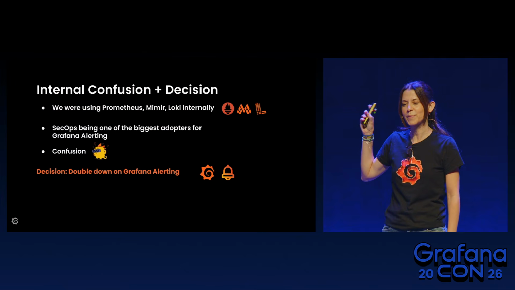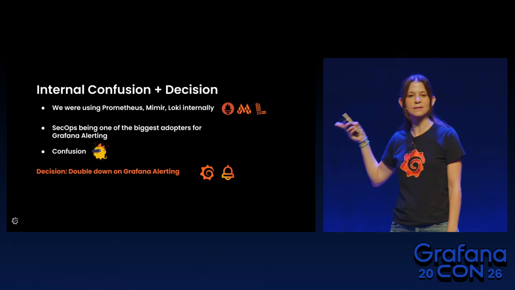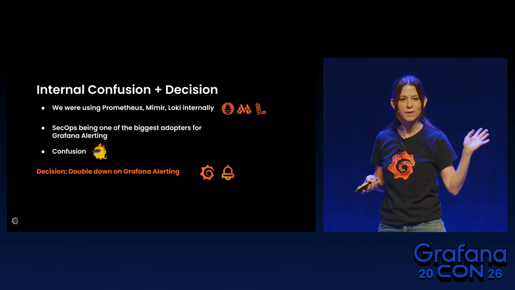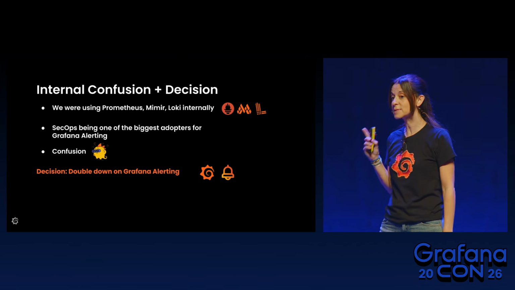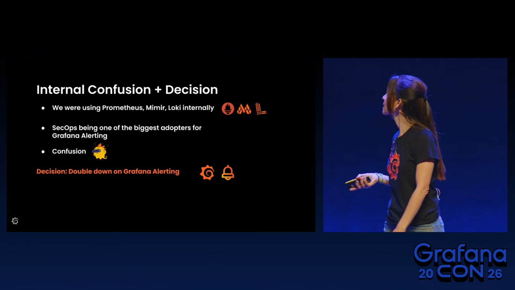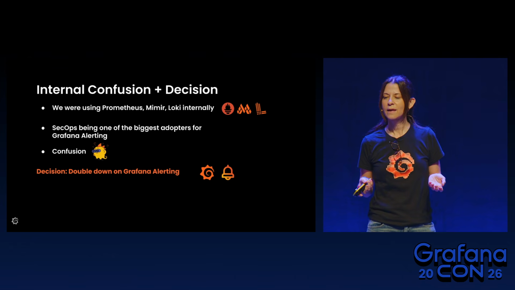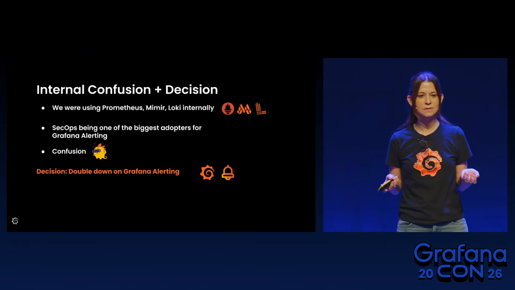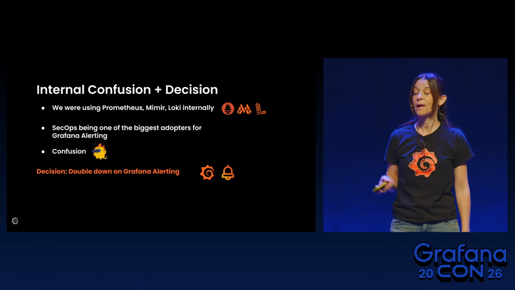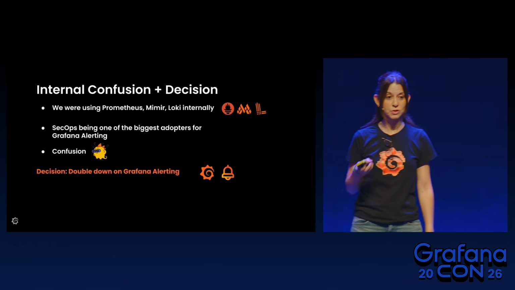And this is what was happening internally in Grafana. We were using Prometheus, Mimir, Loki, each with their own alerting system, a bit of everything. But at the same time, teams like security were adopting Grafana Alerting. And more users were asking us, which system should I use? And the problem was that having two options was adding more confusion than clarity. And this confusion told us we needed to make a decision.